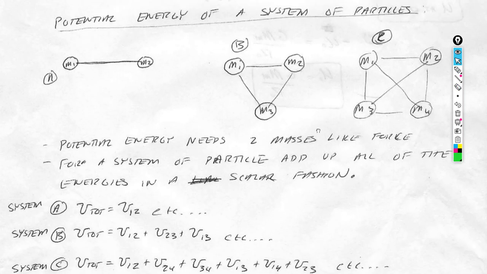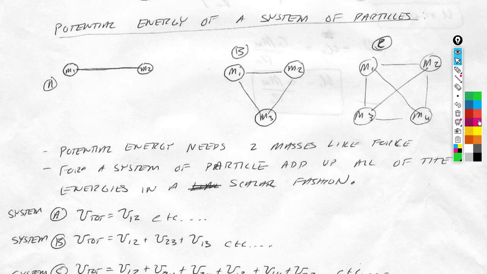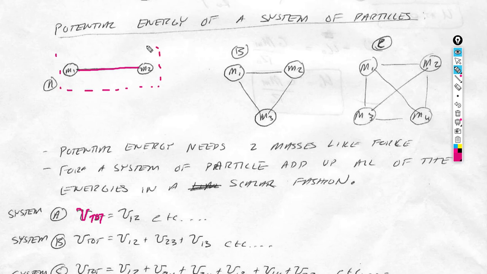Now, potential energy of a system of particles is relatively simple, so don't overthink this. It's simply the number of connections between the masses. If I have mass 1 and mass 2, there's one connection. So the potential energy total of that system is just U12. I would say negative G M1 M2 over R12. Sorry, put the negative, please put the negative.